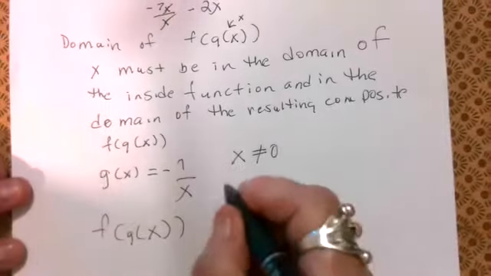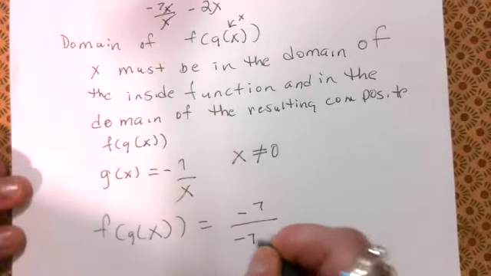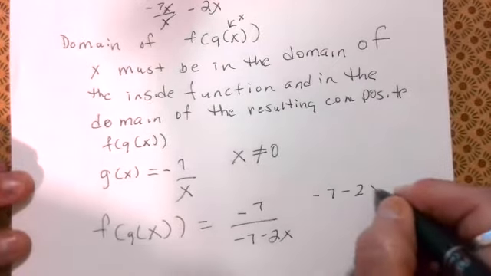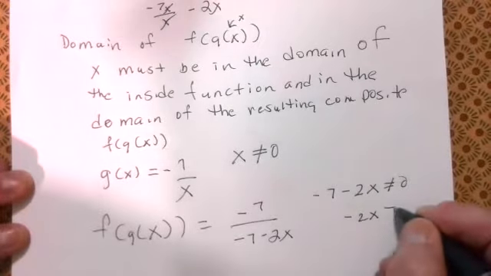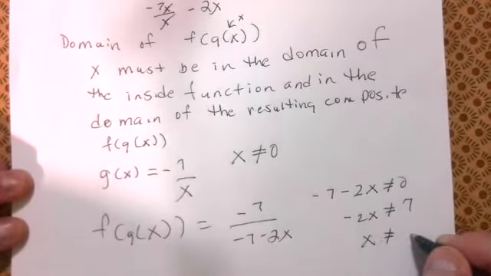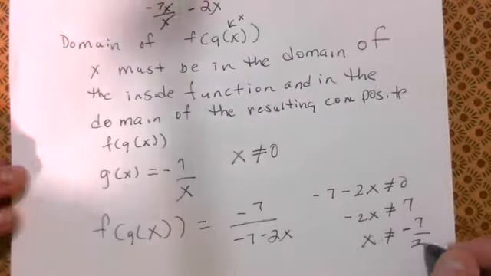Okay. So we got this function, the negative 7 over minus 7 minus 2x. So minus 7 minus 2x can't be equal to 0. So minus 2x can't be equal to 7. So x can't be equal to negative 7/2.